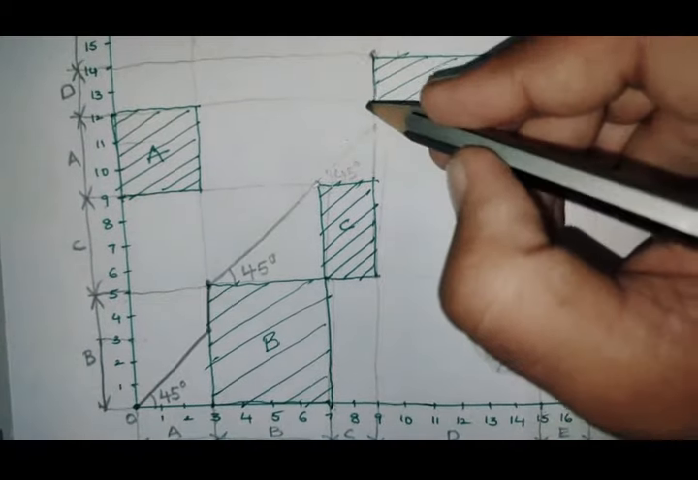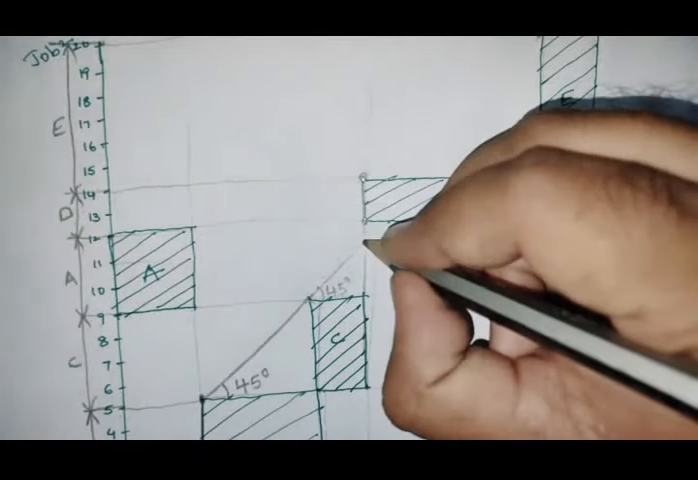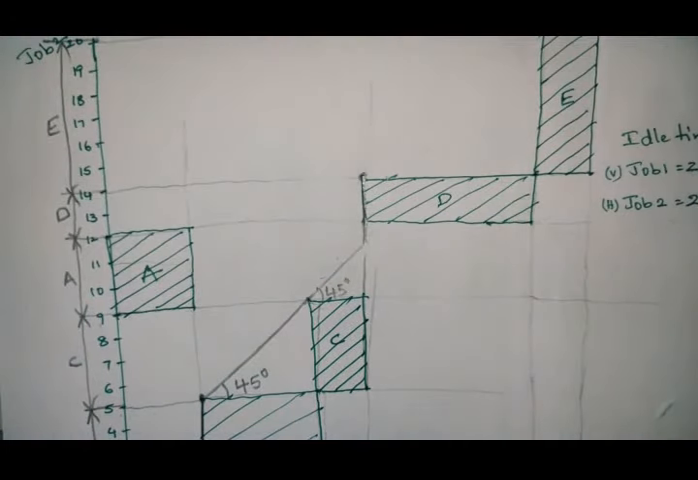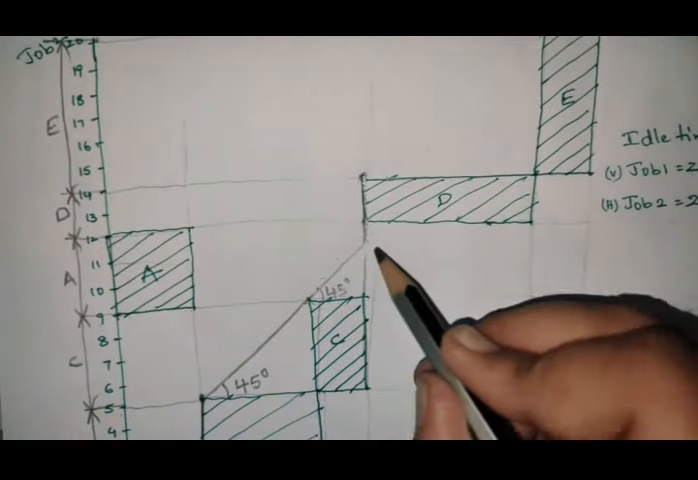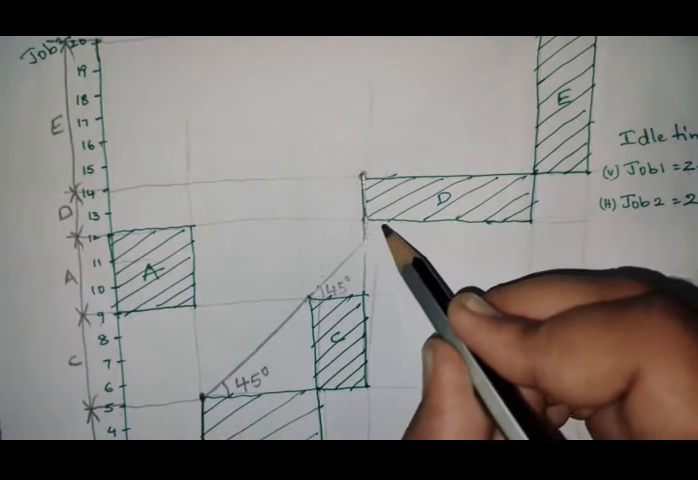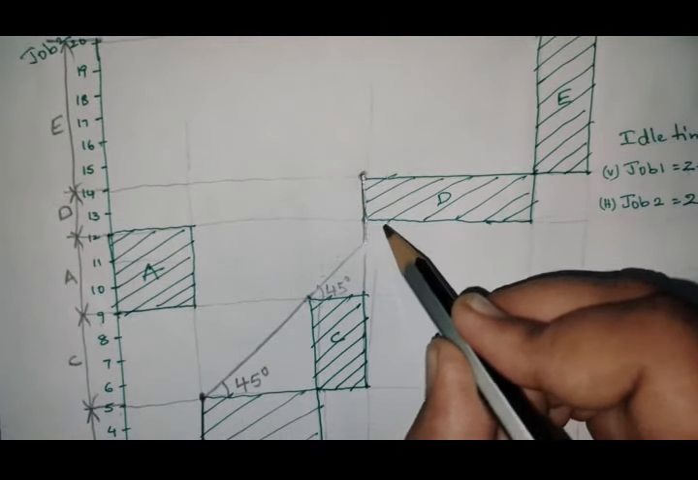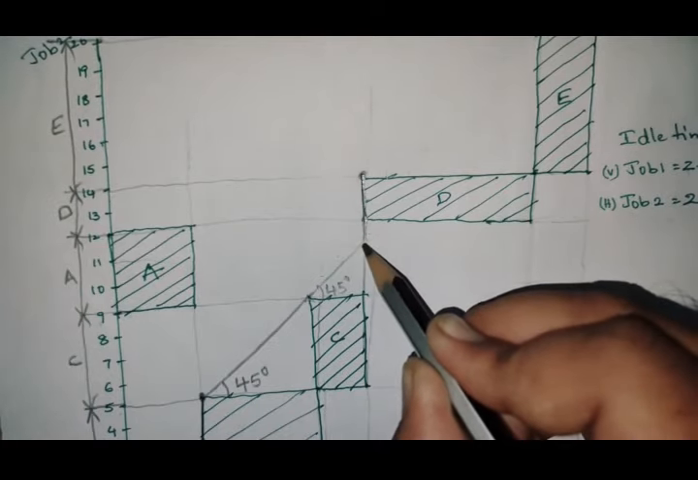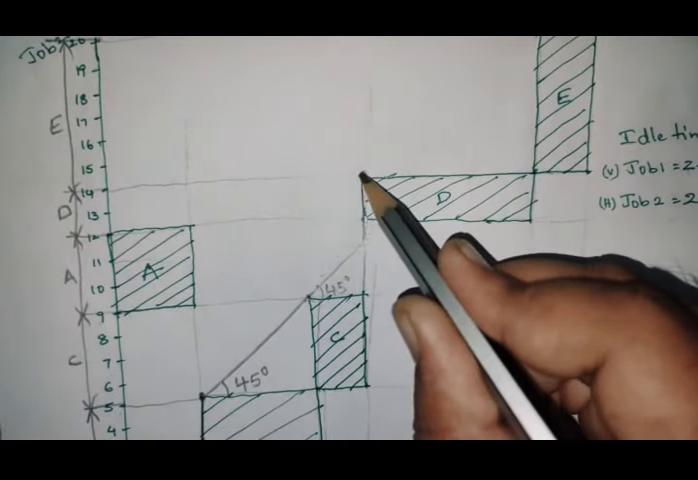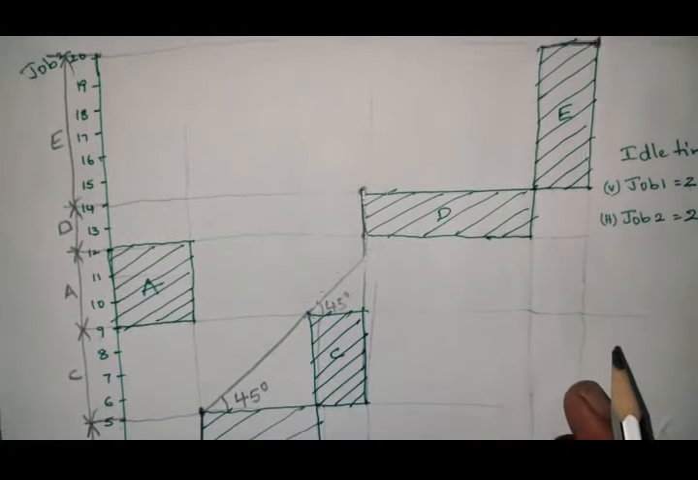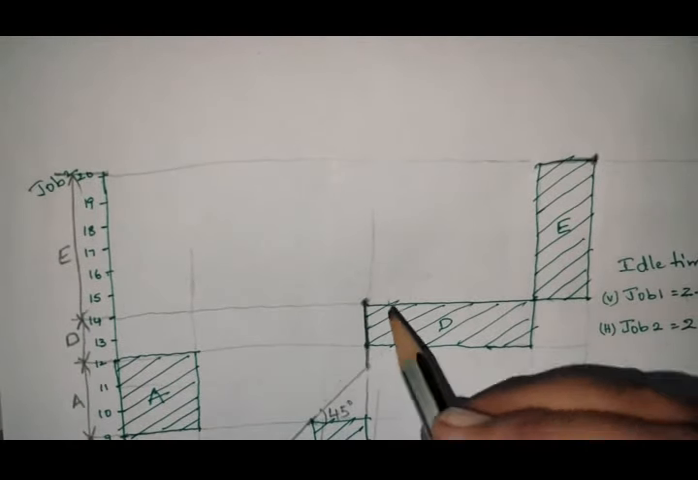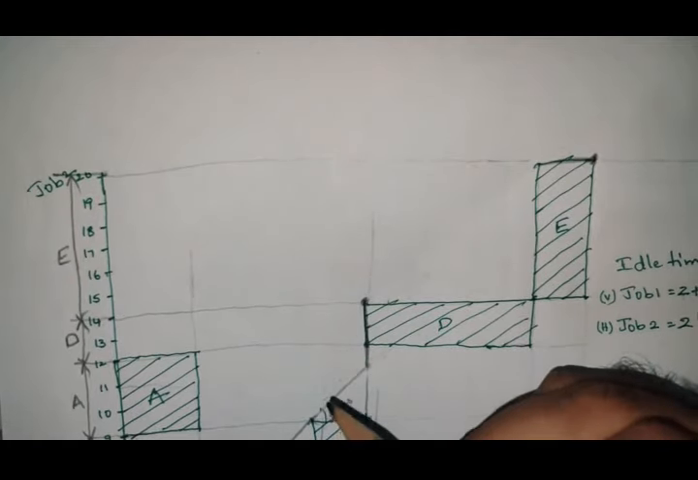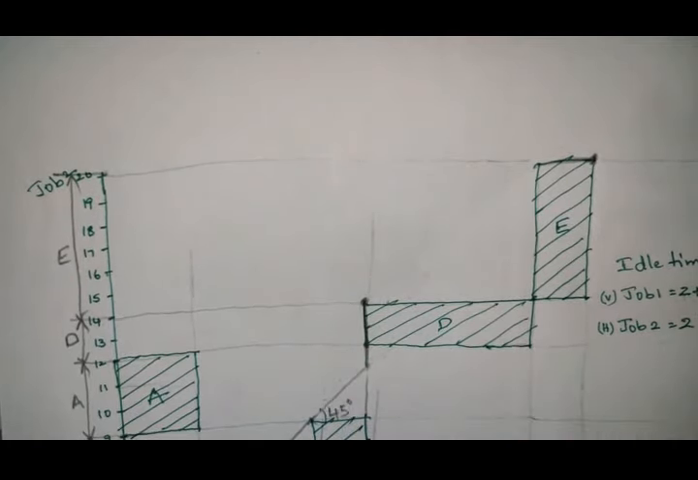And from here again we need to move in the upward direction. See, we should not draw the line in this way. We should not draw the line below the region. Always we need to move forward, right? And next, again from here draw a 45 degrees line.